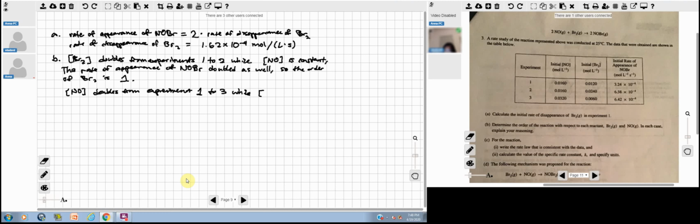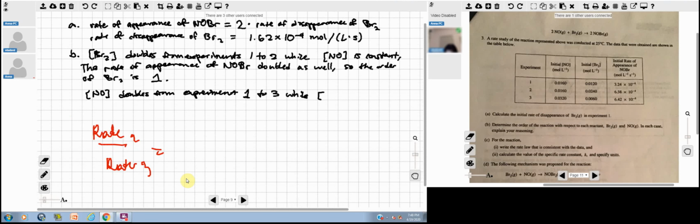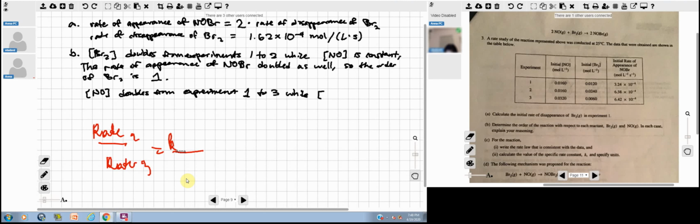Yeah, you can write expression for rate in the second, rate in the third, and the order of NO, you can call it X, and so just plug in, you're gonna have K and then NO to the X and then BR2 to the first, and the same thing for the third experiment. Plug in NO concentration number to the X and then BR2, the actual numbers, to the first.